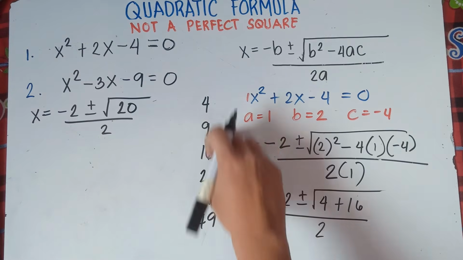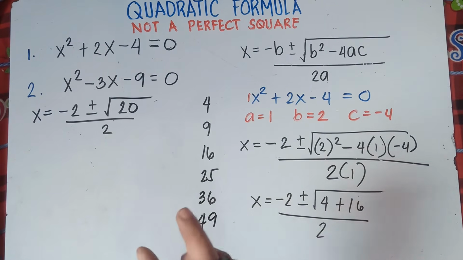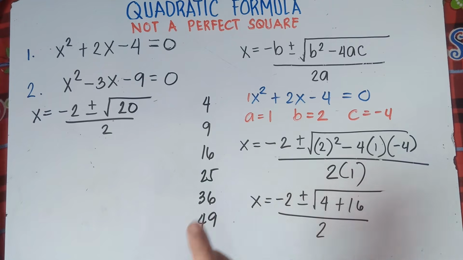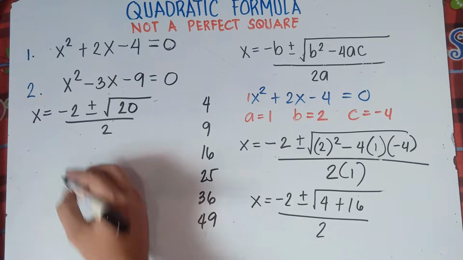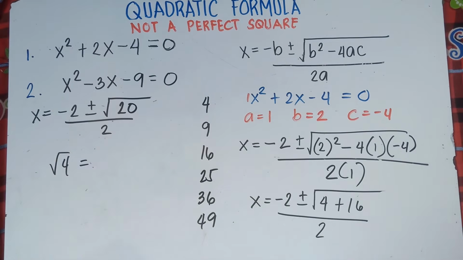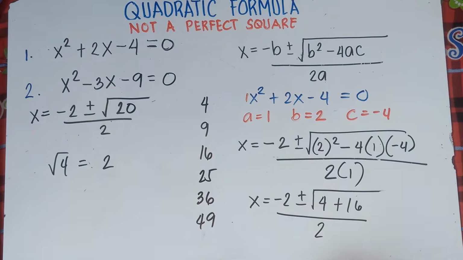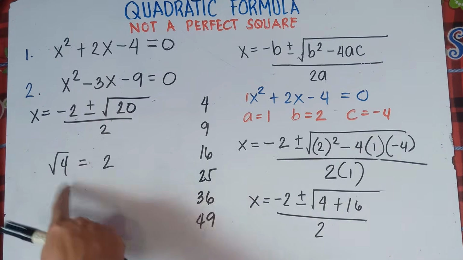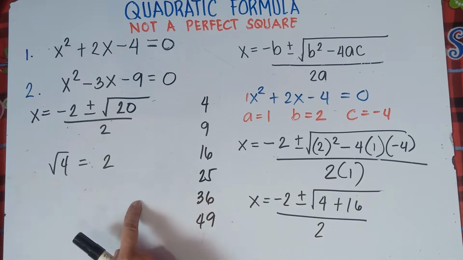We call these numbers perfect squares because when we get the square root of this particular number, you will get a whole number answer. Example, class, the square root of 4. What would be the square root of 4? Of course, the square root of 4 is 2, right? Why is it 2, sir? Because when you multiply 2 by itself, the answer is 4. Therefore, the square root of 4 is 2.